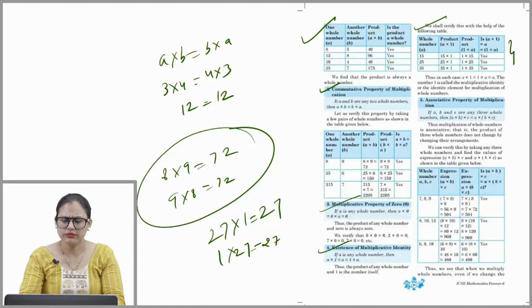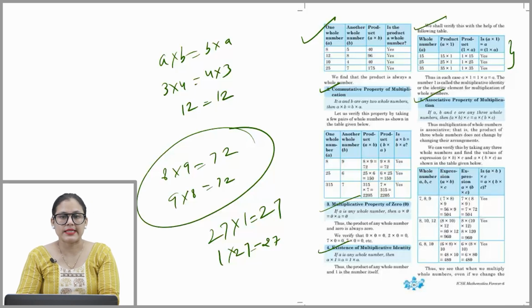You can see here 15 into 1 is 15, 1 into 15 is 15. Thus in each case, a into 1 is equal to 1 into a is equal to a. The number 1 is called the multiplicative identity or the identity element for multiplication of whole numbers, right? Number 5, associative property of multiplication.